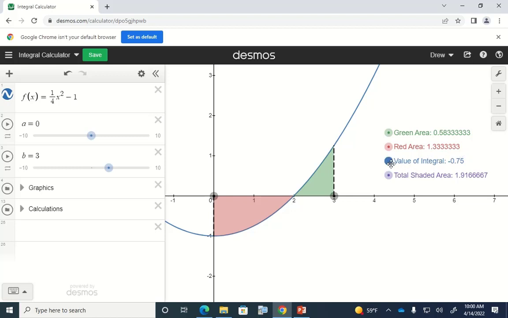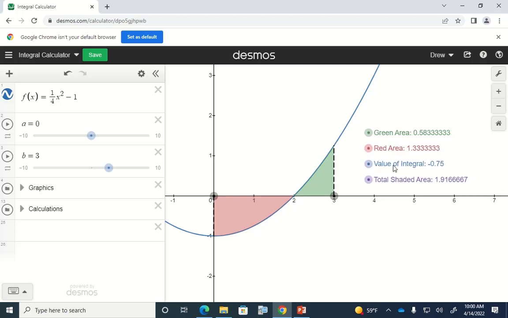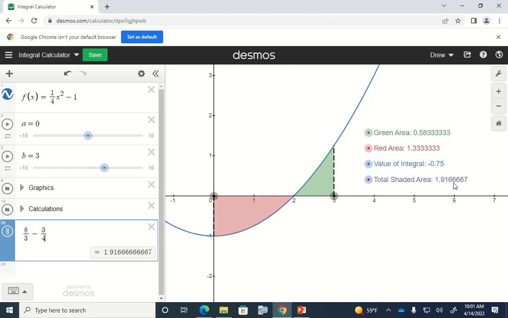So if you were to just take the definite integral with lower bound 0 and upper bound 3, it would have given you 0.58 minus 1.3. So that would have been wrong if we had just straight up done the integral by itself. But since we wanted this total area, we had to do two separate definite integrals and then add the absolute values. So let's just make sure I had 8/3 minus 3/4. Yes. And that should be the same as the total shaded area, the 1.91. Questions about that one? A little bit trickier.